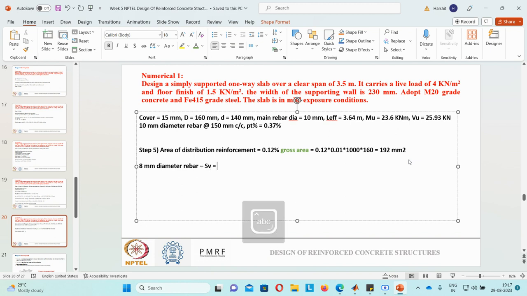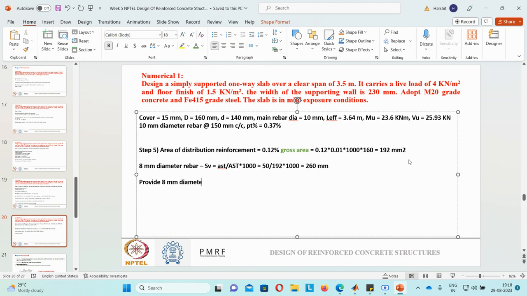Similarly, let's assume we are providing 8 mm diameter rebar for distribution steel. We can calculate spacing as Ast upon total Ast into 1000. That is pi r squared, so it will come out to be around 50 upon 192 into 1000, so it will be 260 mm. So we will provide 8 mm diameter rebar at the rate of 260 mm center to center as distribution steel.